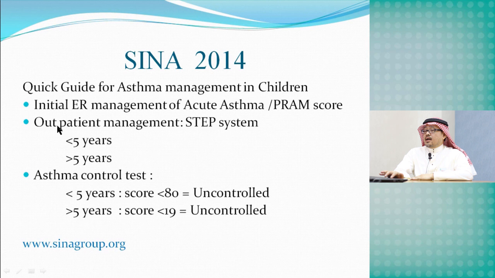It also includes the step management in outpatient management, for children below 5 years and 5 years and more, and also includes the asthma control test. Below 5 years, a score below 80 shows uncontrolled asthma. For 5 years and more, a score less than 19 also indicates uncontrolled asthma.